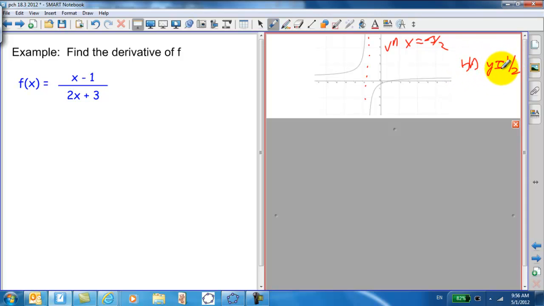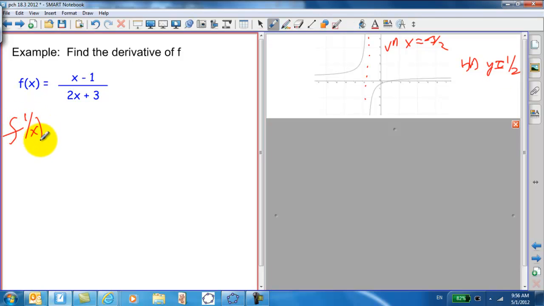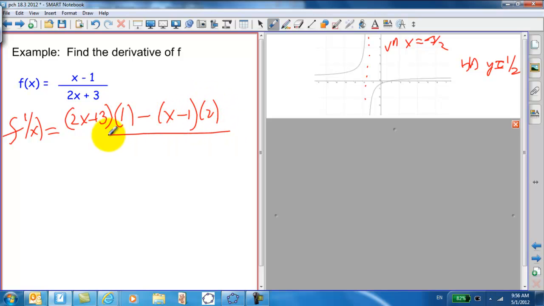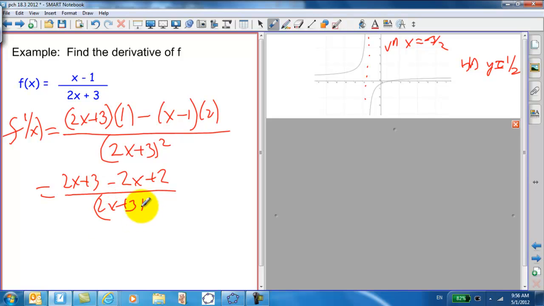Now watch what happens on the derivative function. When we do the derivative, we do low d high. So the low function 2x plus 3 times the derivative of the top function, which is just 1, minus high, x minus 1 times the derivative of the bottom function, which is 2, all over low squared, 2x plus 3 squared. So that's 2x plus 3 minus 2x, minus and minus makes plus 2, all over 2x plus 3 squared. And you get the derivative equal to, the 2x and negative 2x cancel, 5 over 2x plus 3 squared.